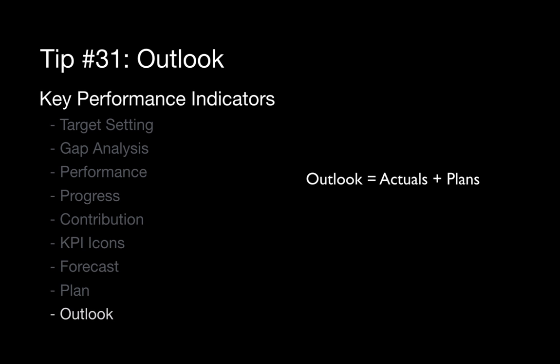The thing about the outlook is it's always a full year figure. So if you're 6 months through the year, then 6 months are actuals and 6 months are plans. If you're at the end of the year, you've got 12 months of actuals. And if you're at the start of the year, you've got 12 months of plans. So no matter where you are in the year, your outlook is always communicating a full year of figures.